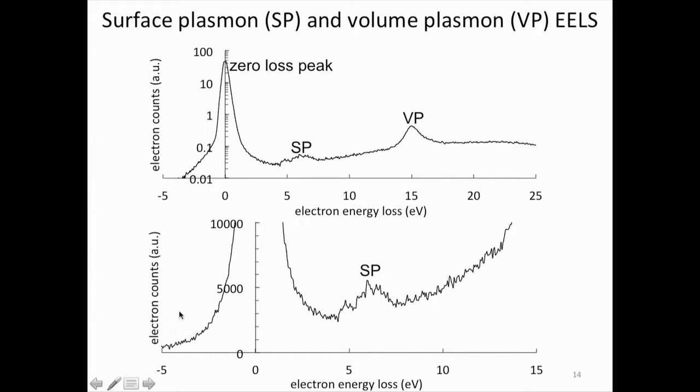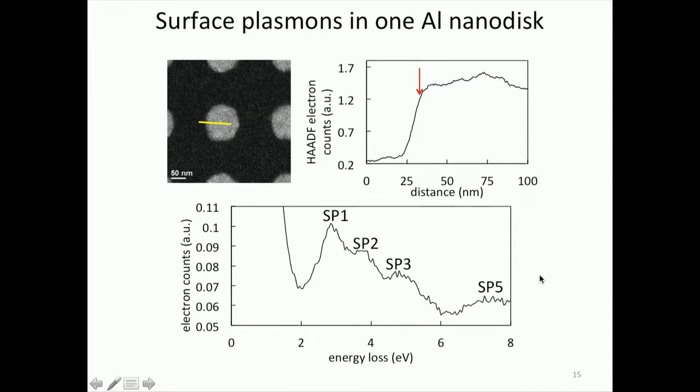At the bottom, I show you again the EELS spectrum in the linear scale. Before, you should know that it was in the log scale. And here is a surface plasmon peak. So let's study this resonance as a function of position. We're going to study one nanodisk. I show you one STEM image of a large nanodisk, and we acquired spectra across this yellow line.